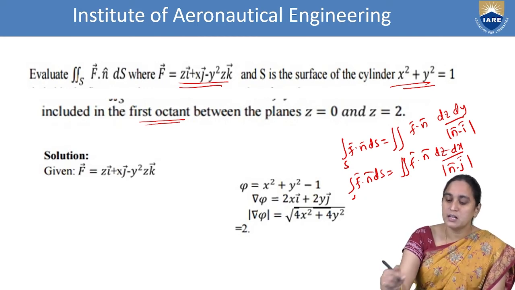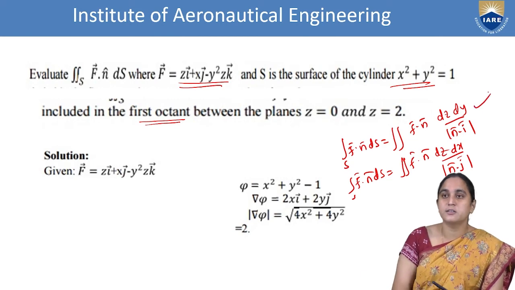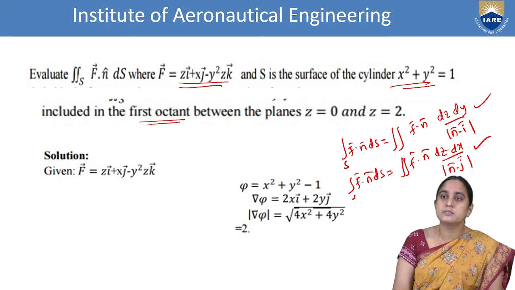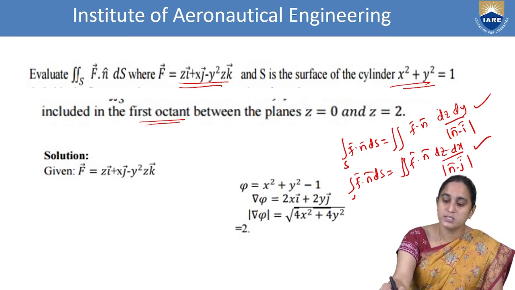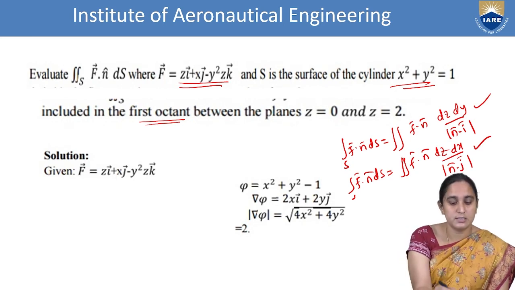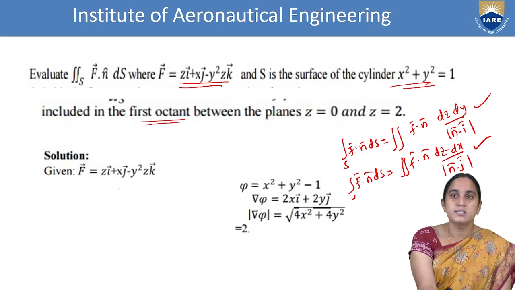Generally, I'll calculate the given question in terms of yz. If you want, you can calculate the same question with respect to the zx axis also. But I'm calculating the given question with respect to the zy axis. Let us start with the solution here. What is f bar? F bar is equal to zi bar plus xj bar minus y square z k bar. Same concept here.